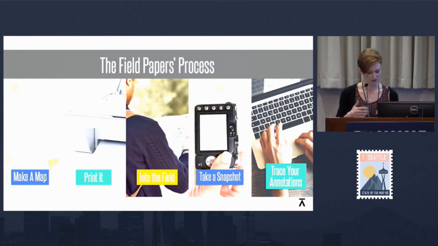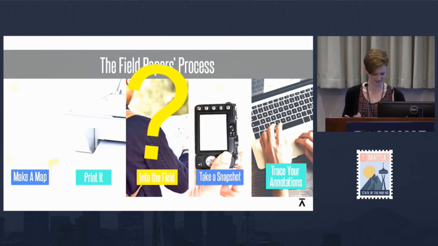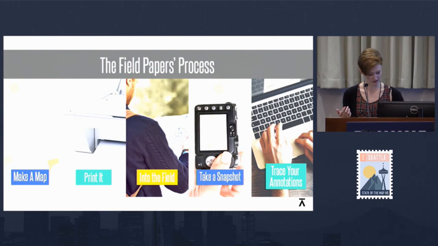So field papers is a tool that was built by Stamen Group that allows you to select an area on a map, print it out onto paper, take it out into the field, mark all over it, take a picture of said paper, load it back up, and edit your annotations. And if that sounds super vague, it's because it is. And I would argue that the fact that it's vague is actually a good thing. It's simple, it's easy, and it's open-ended. There's not a whole lot to say about it, and that's really the beauty of the project.